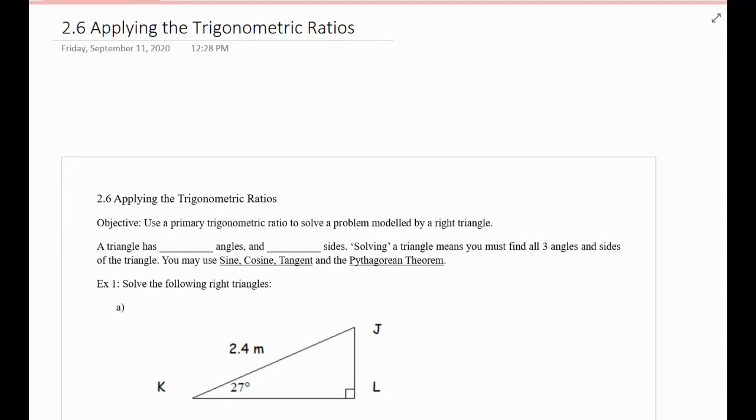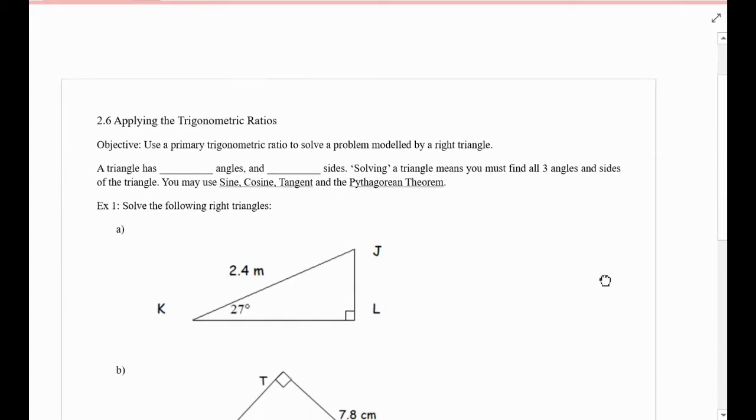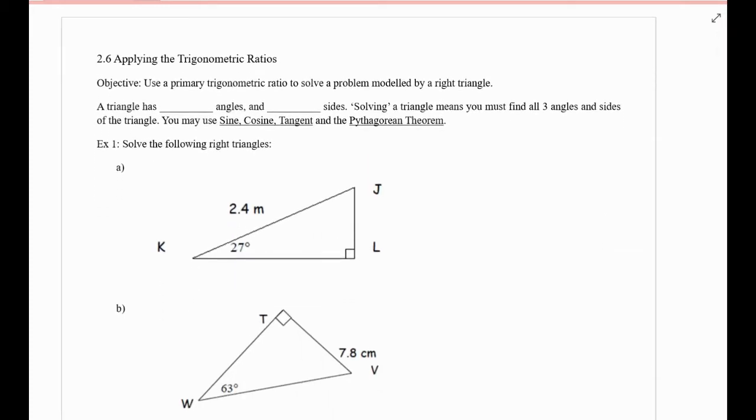Hello everyone. Today we will be solving some application problems. So 2.6, applying the trigonometry ratio. Today's objective: use a primary trigonometry ratio to solve a problem modeled by a right triangle.